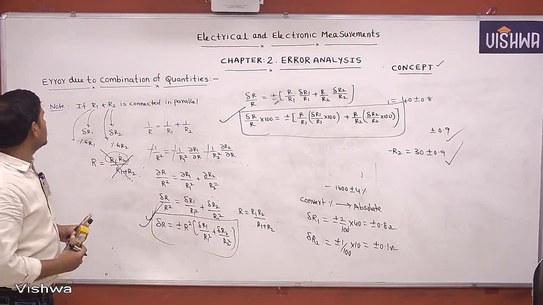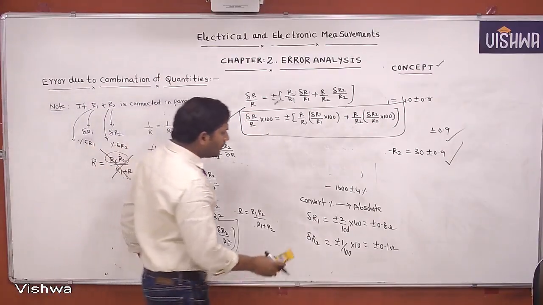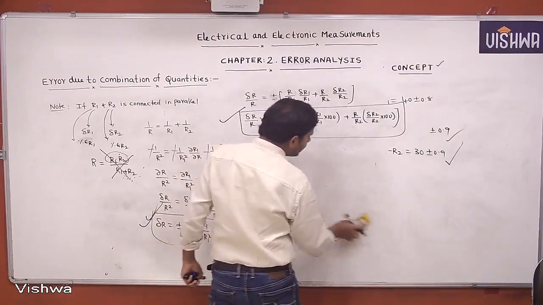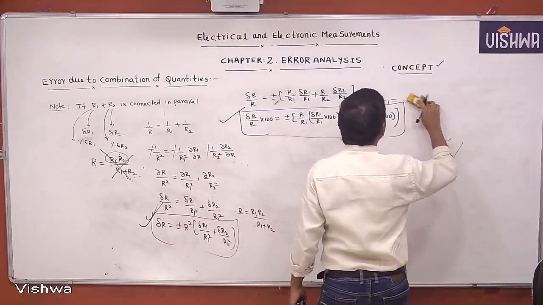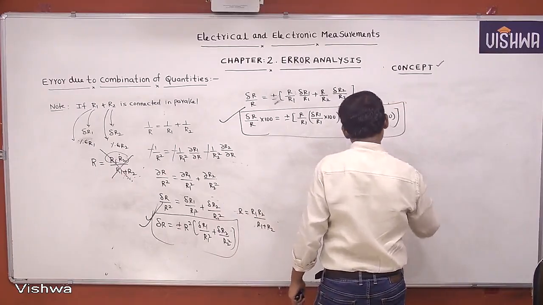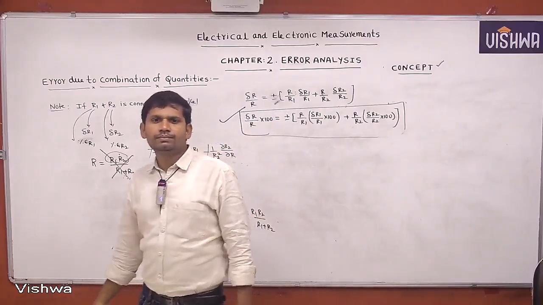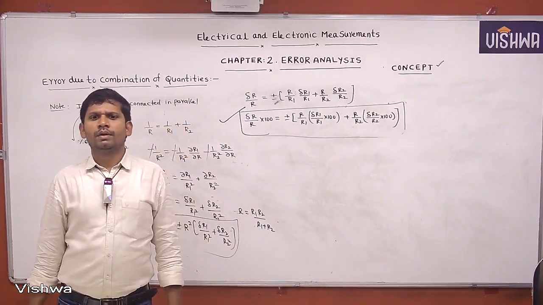Okay, so this is about error due to combination of quantities. These points you remember with respect to error due to combination of quantities. Yes, clear?